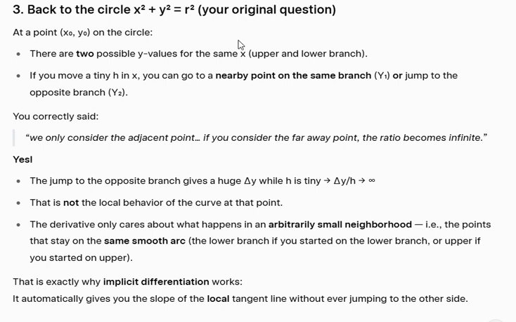If you consider the other branch, that is not the derivative. It gives something like infinity. Only the neighborhood point we can consider. This is how we can say that.